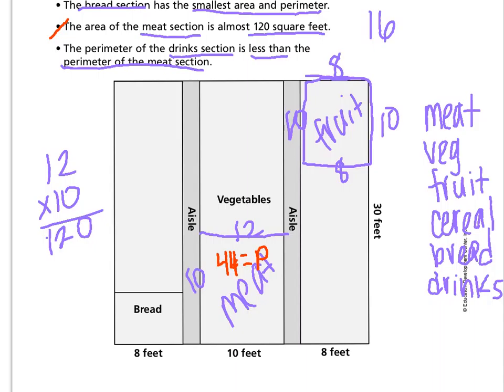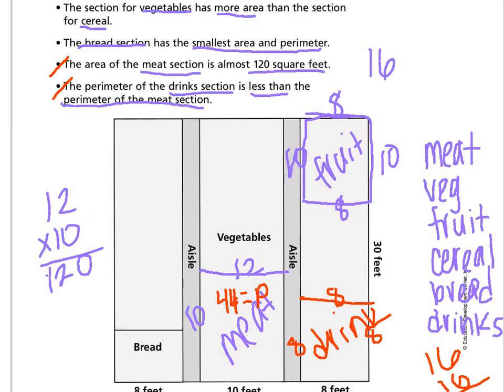I can use this area over here and have an 8 and 8, that's 16. And then I could do 8 plus 8 in order to be 16 again. And then that would make the drink section have a perimeter of 32 instead of 44.